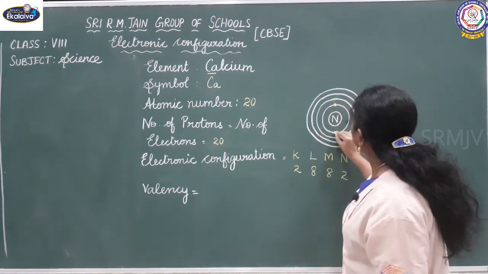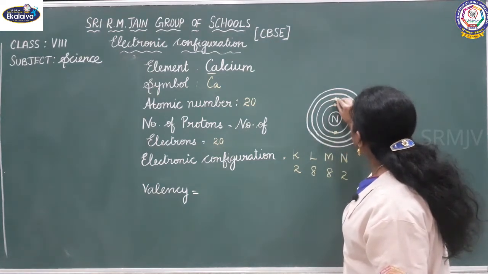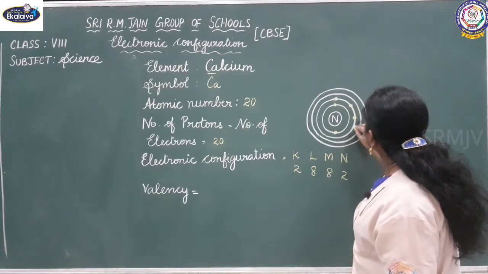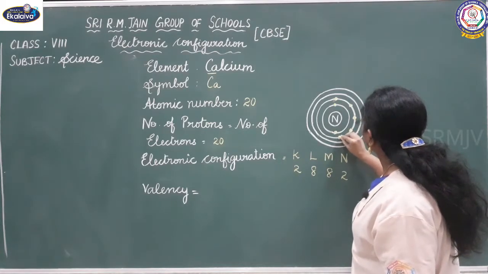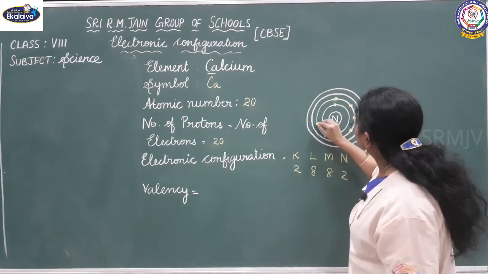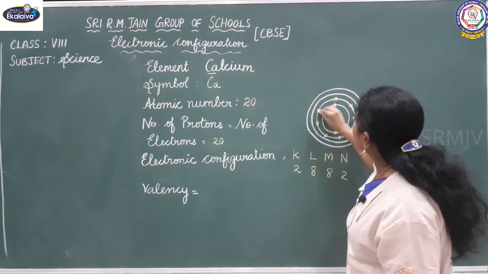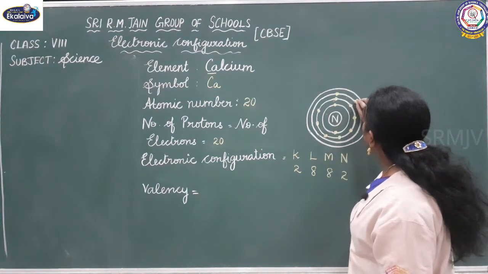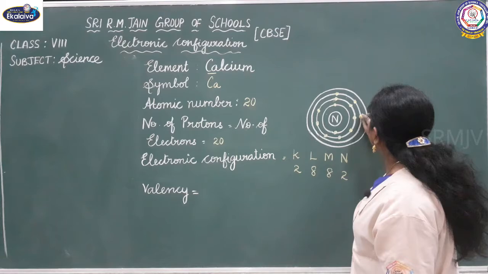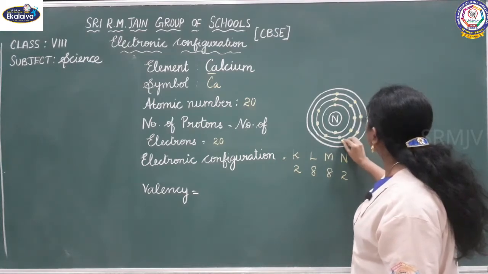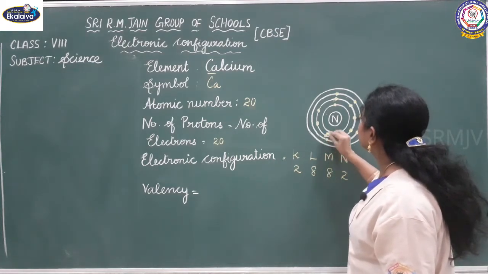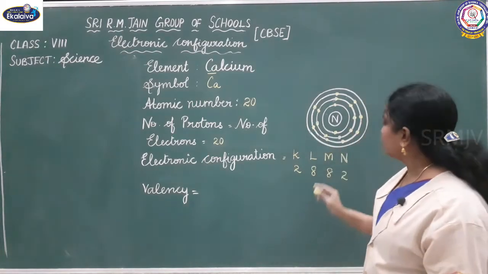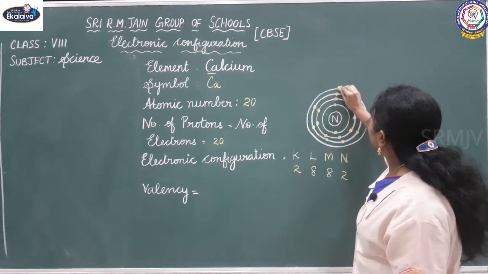K shell 2 electrons, L shell 8, M shell also 8, and N shell 2 electrons.